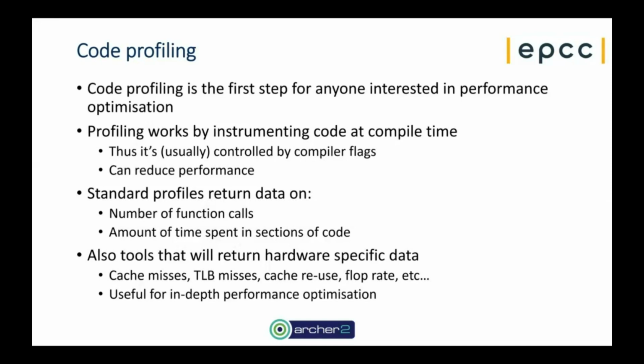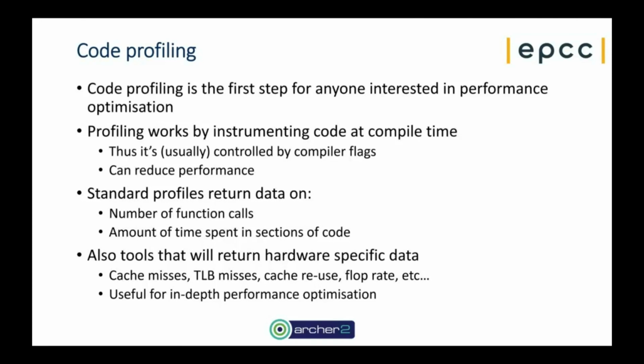Okay, but when we want to do the profiling, we want to turn it on and run it. Standard profiling will return data on the amount of function calls, so the number of times a function is called, and the amount of time spent in various parts of the code. Then we can go into more detail with more specific compiling or profiling tools that will let you look at things like cache misses, TLB misses, cache reuse, floating point operation rates, instruction retiral rates, instruction issue rates. So you can get some much more fine-grained detail from the processor about what it's doing.